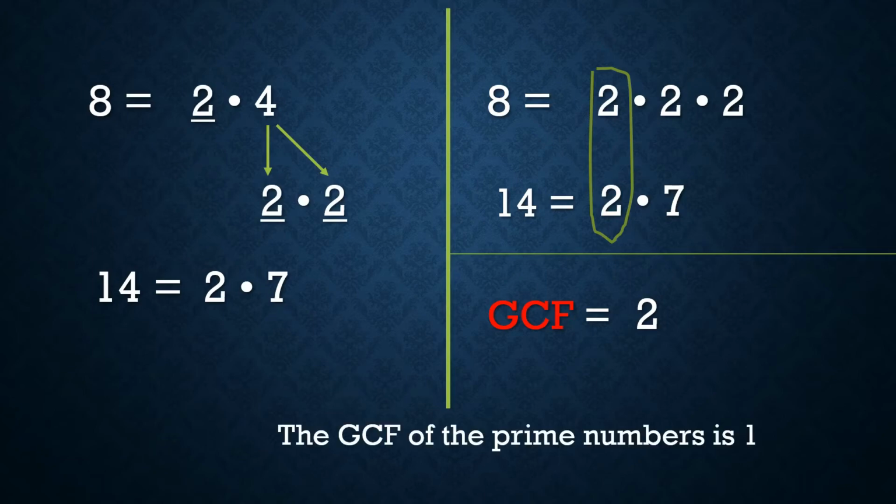Kapag naman prime numbers ang binigay and you are asked to get the greatest common factor, it would always be equal to 1. Yung common factor nila palagi ay, greatest common factor will be 1.